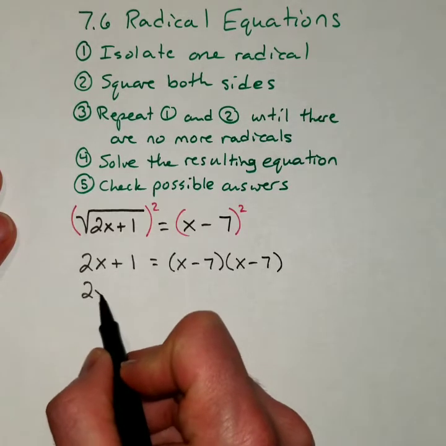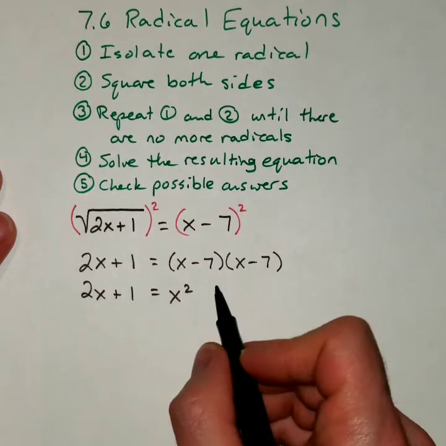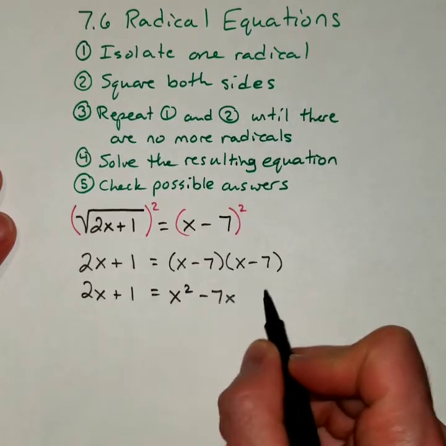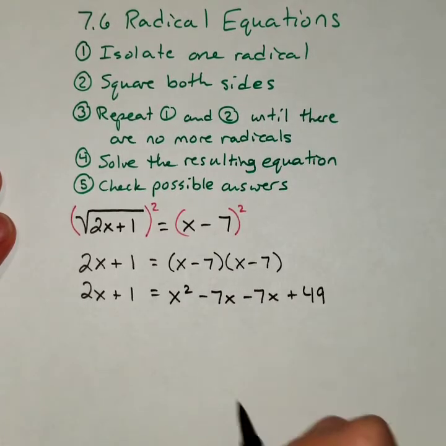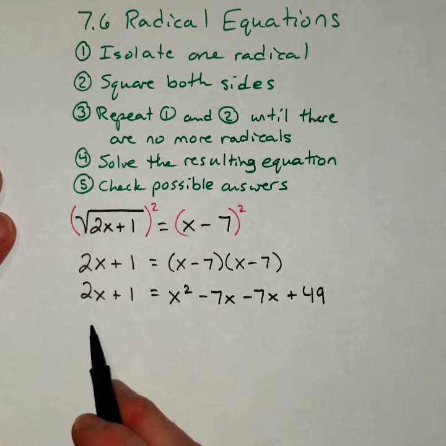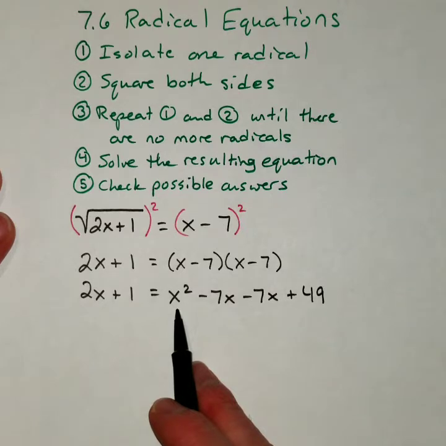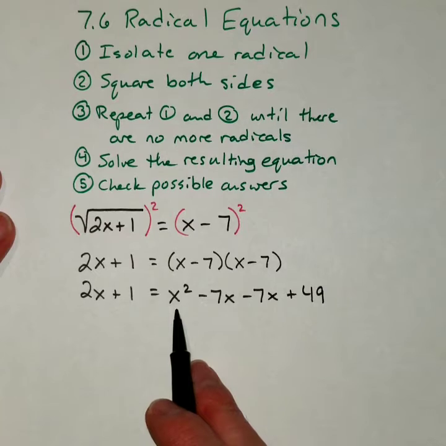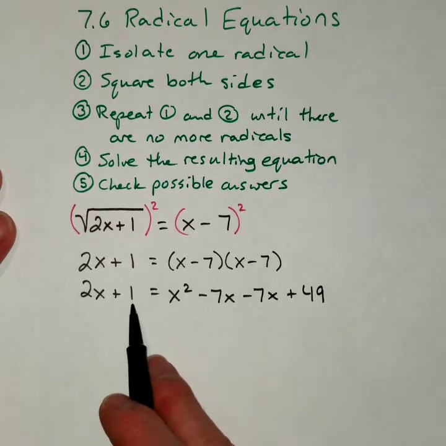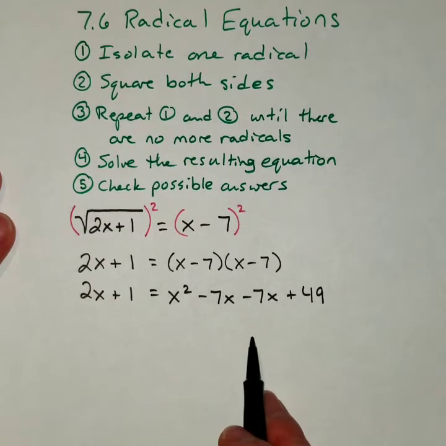So here we're going to go ahead and do that distributing. That's going to be x squared minus 7x minus 7x plus 49. And now if I step back for a second and take a look at this equation, I have a quadratic equation because it has an x squared. And to solve these, we learned in chapter 5 that we have to get a 0 on one side and then factor the other side.